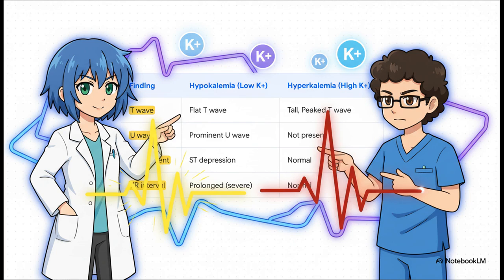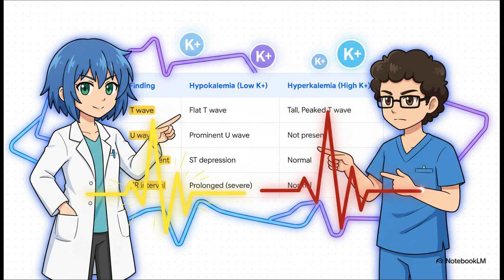Okay, another huge topic for exams, electrolyte imbalances. And potassium is king here. You have to know what high and low potassium look like on an ECG, because they can be life-threatening. So for hypokalemia, that's low potassium, you're looking for T waves that get flattened out, and sometimes you'll even see this extra little bump after it called a U wave.